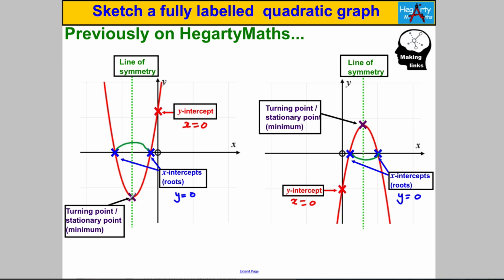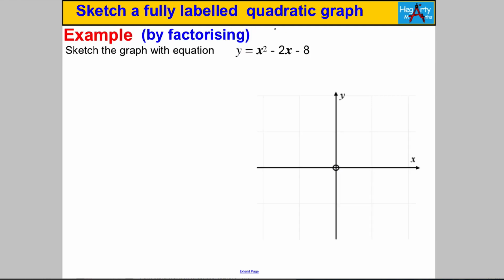We found the turning point in one way by knowing the x value here, because after all the turning point is on the line of symmetry. So if we knew the x value, because we knew the line of symmetry, we could substitute that x value in to get the y value and we'd have the coordinates. The other way is to complete the square. Completing the square puts it in a form where we could read off that turning point straight away. So that's what we have learnt, and now we're going to put it all together and do all the various features at once. Let's start with an example.